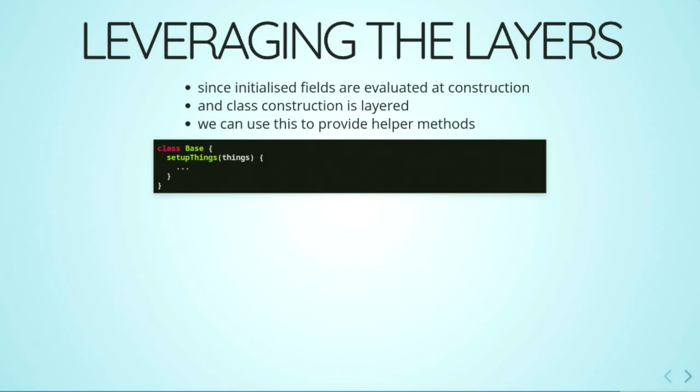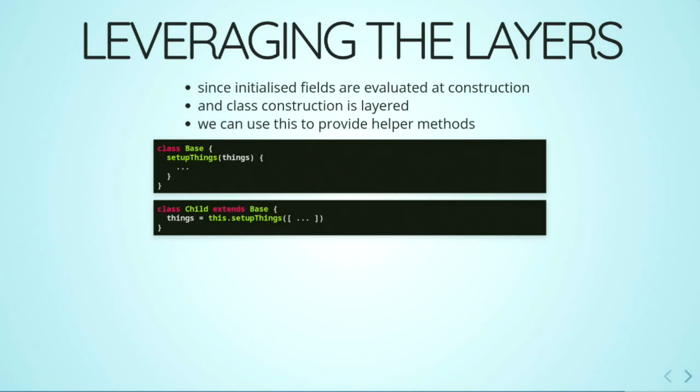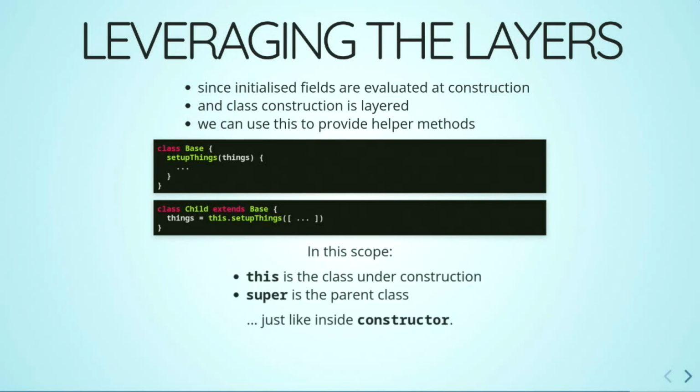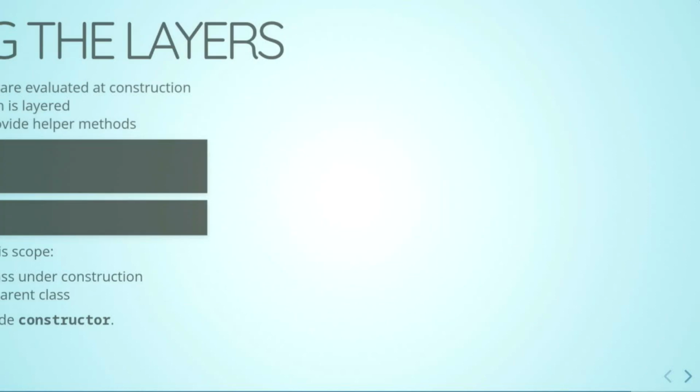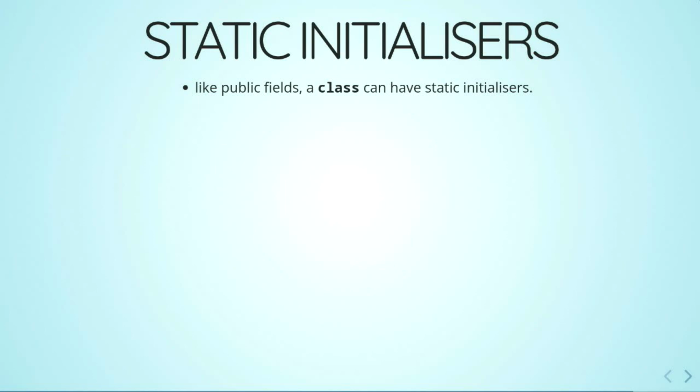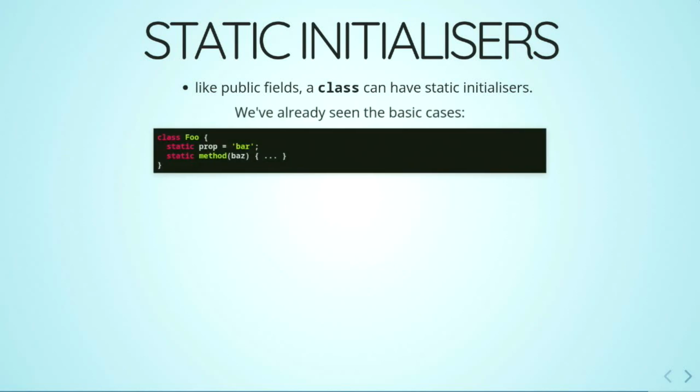So as an example, we might, on our base class, have a setUpThings method, and then as a static initializer during our child class, call that to say what this field should be. Now, notably in this scope, this is referring to the object that's under construction, and super is our parent class or the constructor, just like when we're using a constructor function. Static initializers are public fields, just like we saw with factor, and the class can have its own static initializers as well.